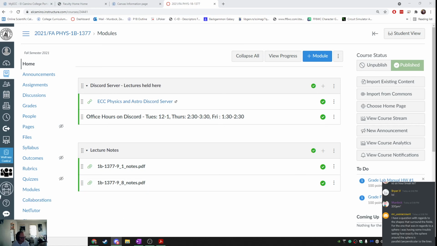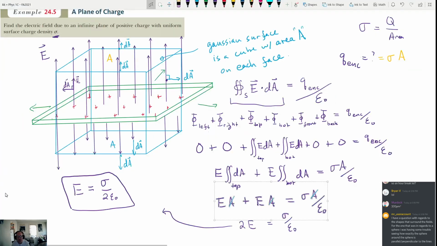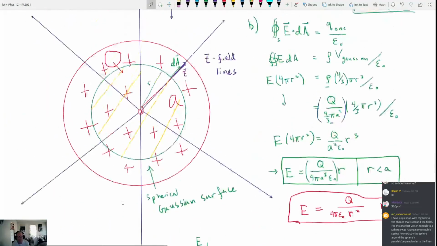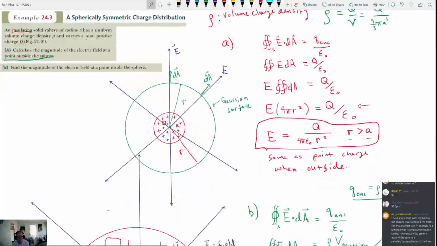You have a question with regard to the shape that surrounds the fields. For the one that was in regard to the sphere, I'm having some trouble seeing how exactly the sphere around the sphere is parallel. Yeah, sure. Yeah, we can talk about that real quick. So looking at, for example, I guess this one here.